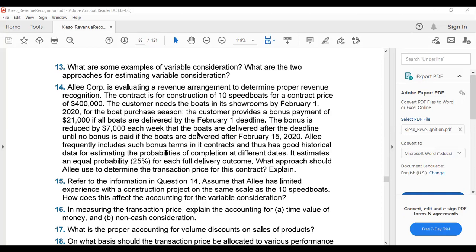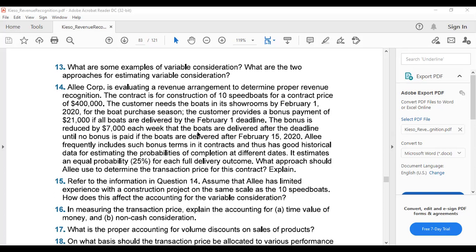Okay, so hold on to that figure. What about by February 15? 407,000 times 25%, and 101,750. Then after February 15, 400,000 times 25%. So they have an equal probability. Yes, sir. But the performance bonus will be reduced, and again, we reach zero after February 15.